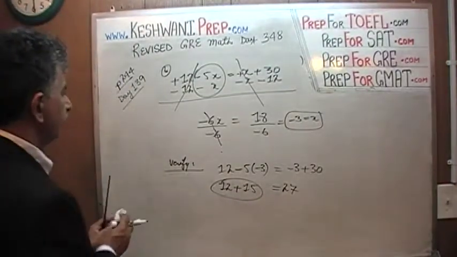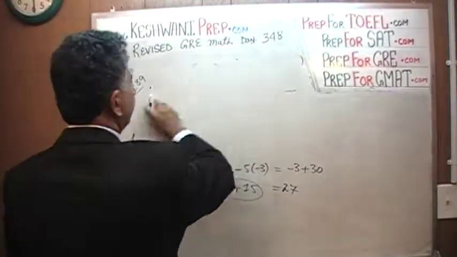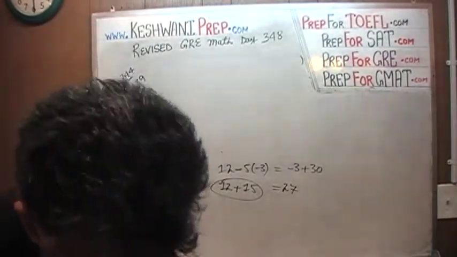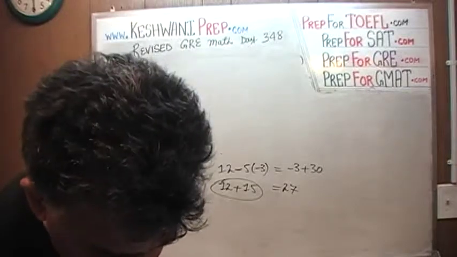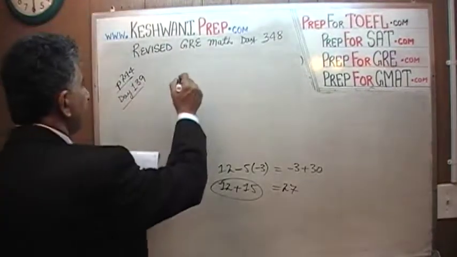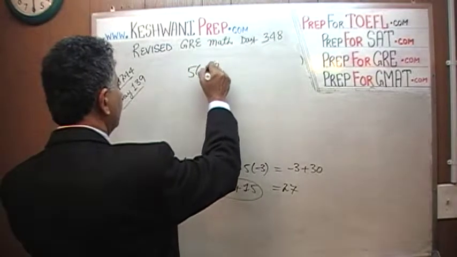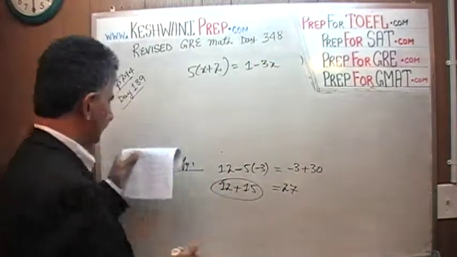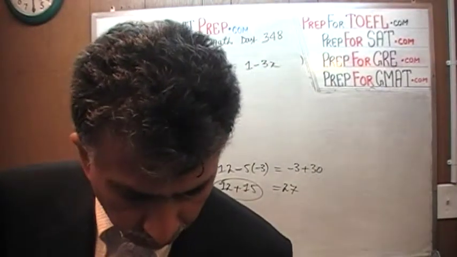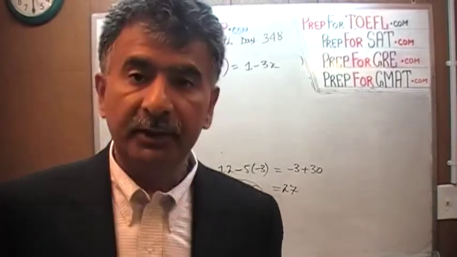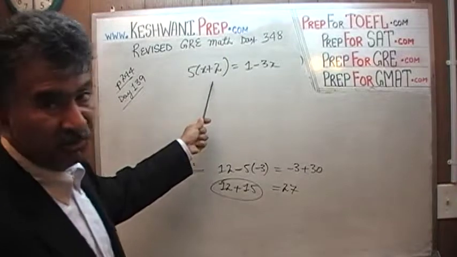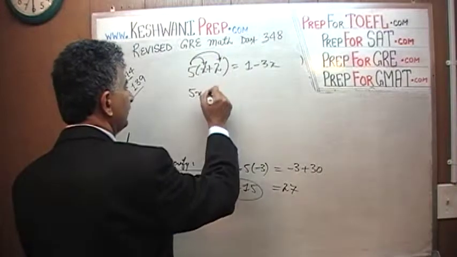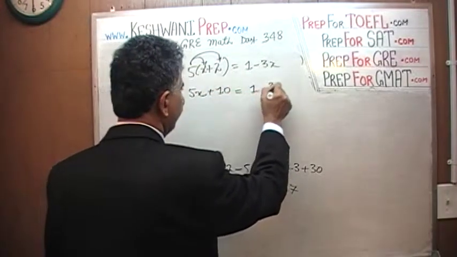Part C. C says, 5 times x plus 2 equals 1 minus 3x. Now before we worry about bringing all the x to one side, we first have to open this parenthesis. So that's 5 times x, which is 5x. 5 times the 2, which is 10, equals 1 minus 3x.